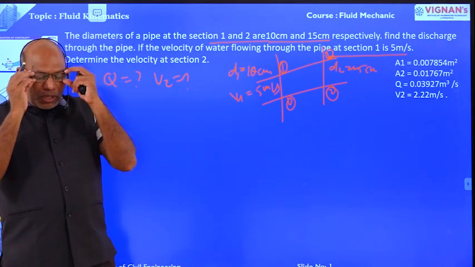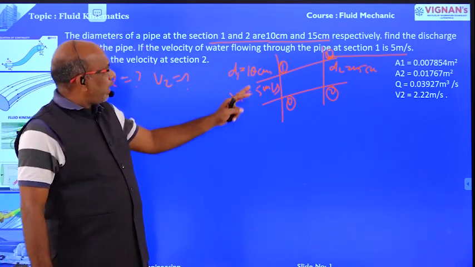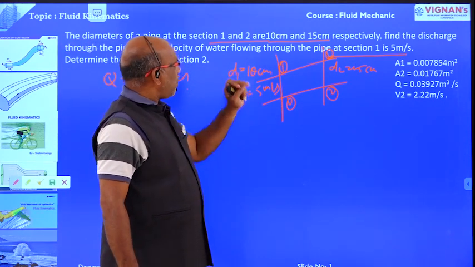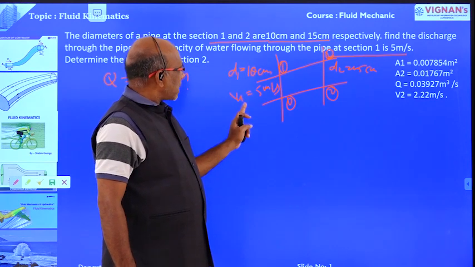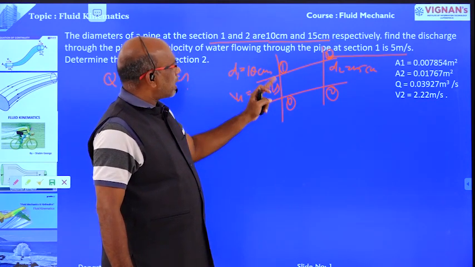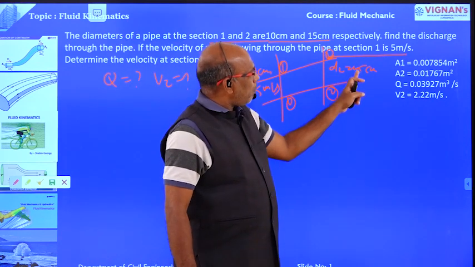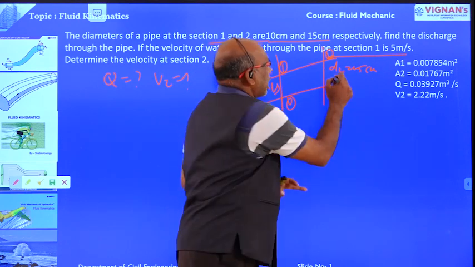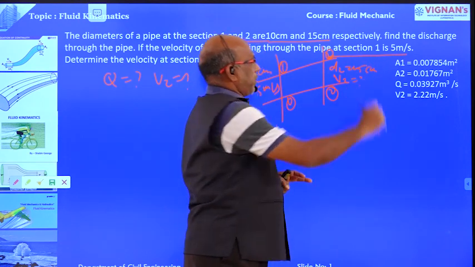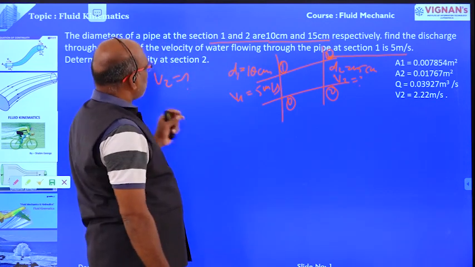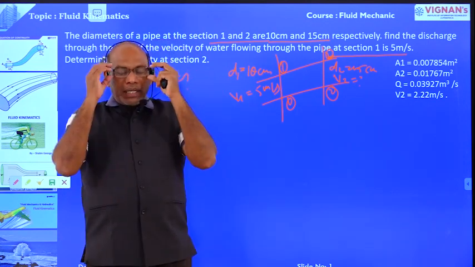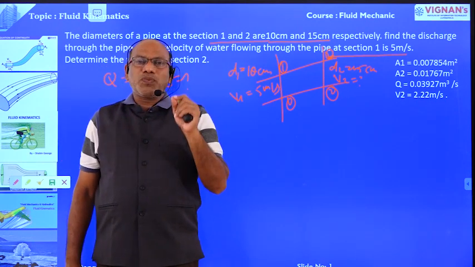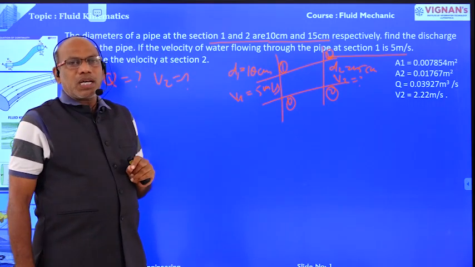Right. In this problem, they have given two sections, section 1,1 and section 2,2. At section 1,1 the diameter is given, 10 centimeters, and the velocity of flow is given, that is 5 meters per second. At section 2,2 only the diameter is given. We are going to determine the velocity at section 2,2, that is V2, and also the discharge. Based on this given data, first we are going to determine the discharge flowing through the pipe.